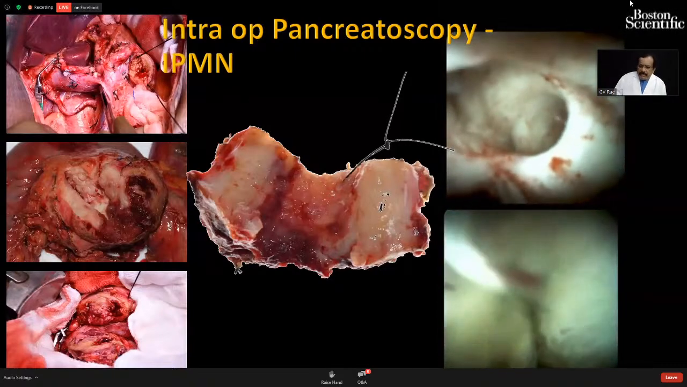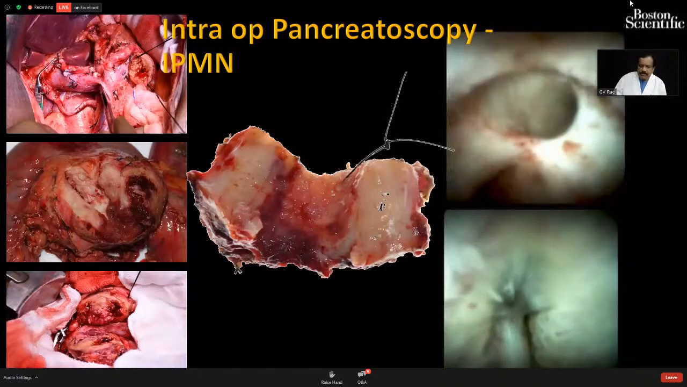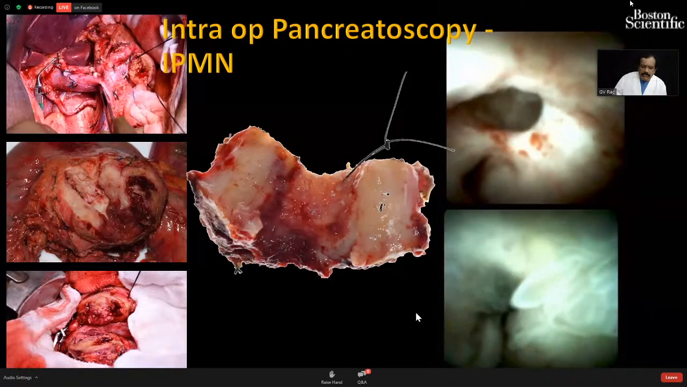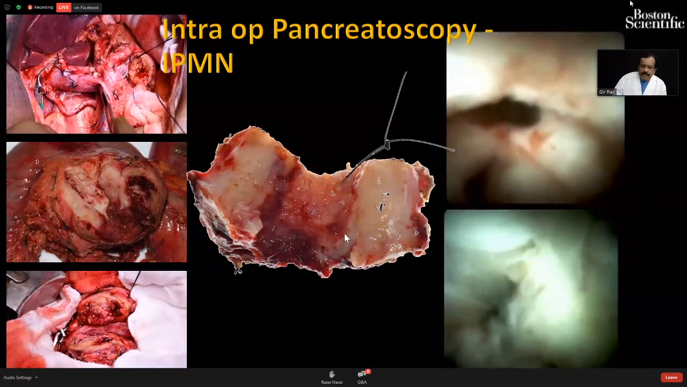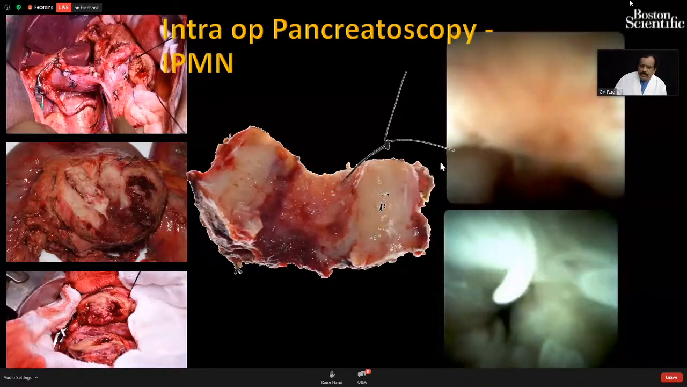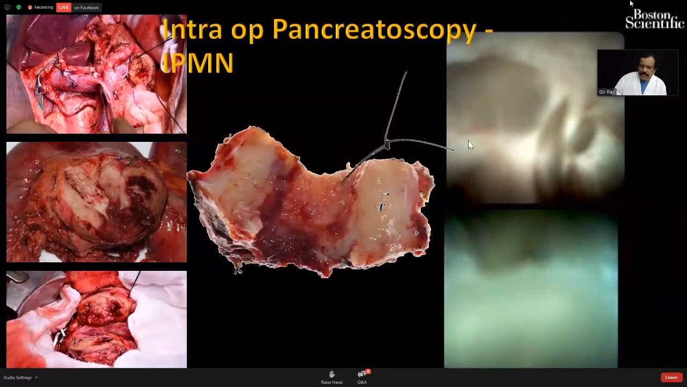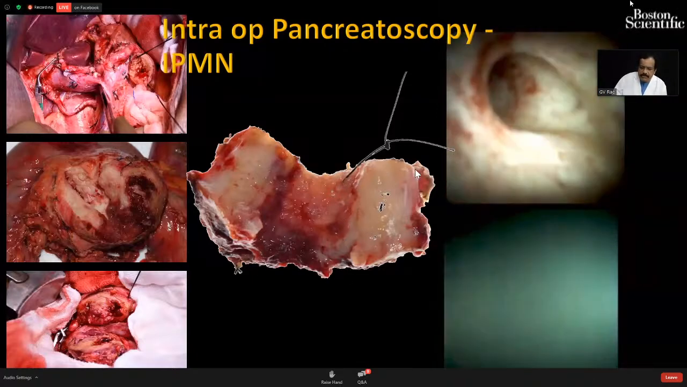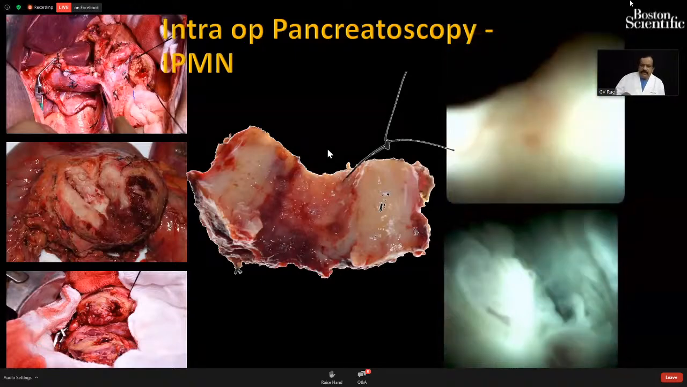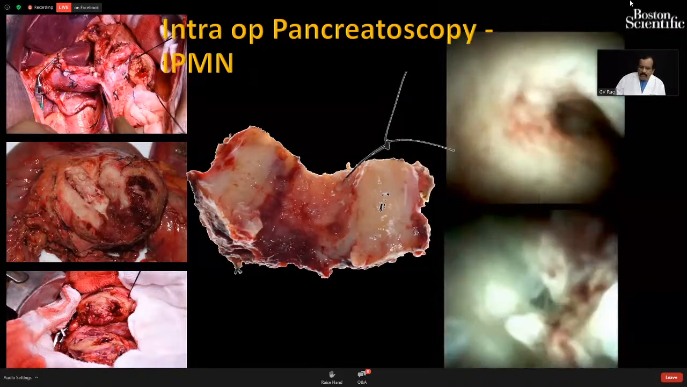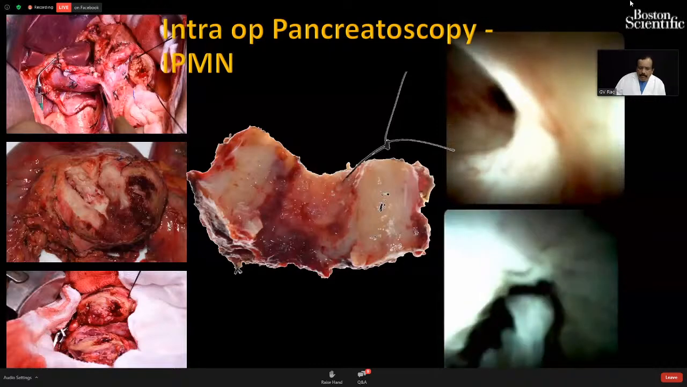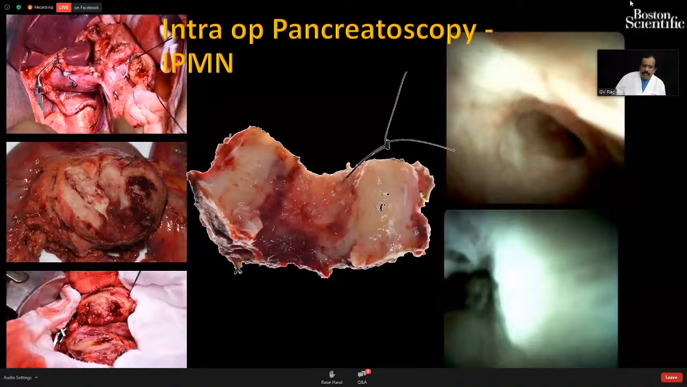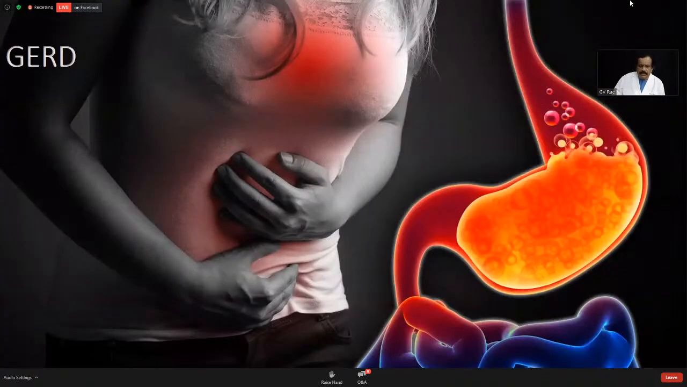Be it laparoscopic Whipples or open Whipples, centers with good expertise have started doing laparoscopic Whipples. Here is one such patient who underwent a Whipple procedure, and you can see this after transection. We put the scope into the remnant pancreas, and we picked up an additional lesion a centimeter away from the transected margin, and this is the revised specimen. So during laparoscopic or open Whipples, intraoperative pancreaticoscopy is becoming more and more popular. This is used basically to pick up skip lesions, which are not picked up on conventional cross-sectional imaging.